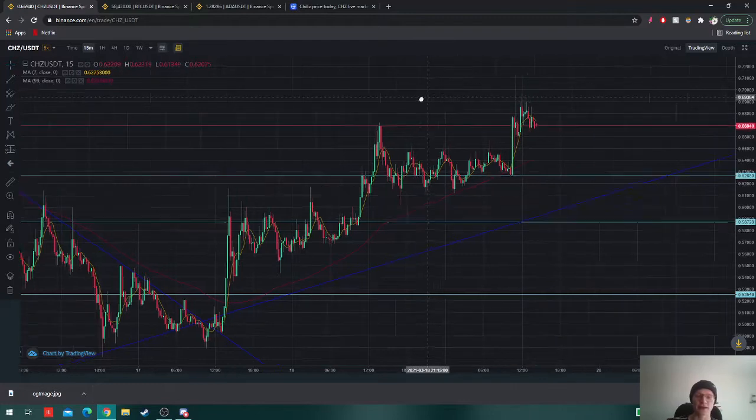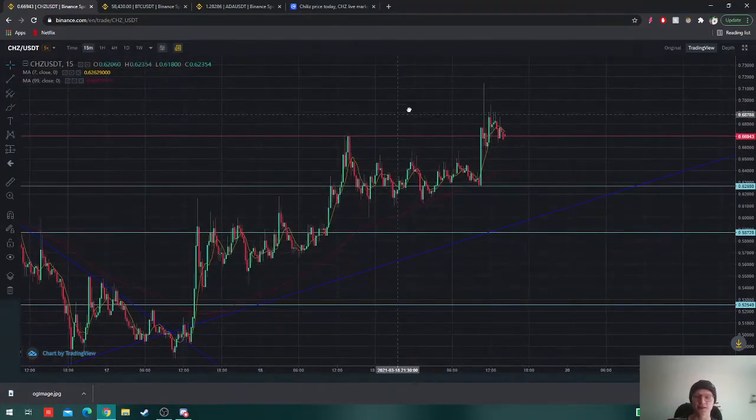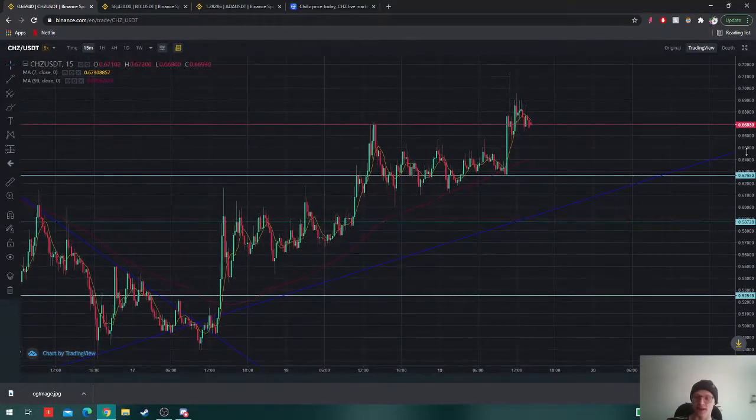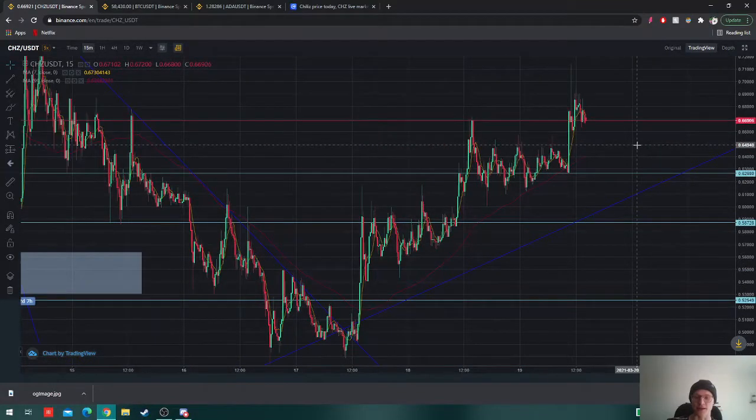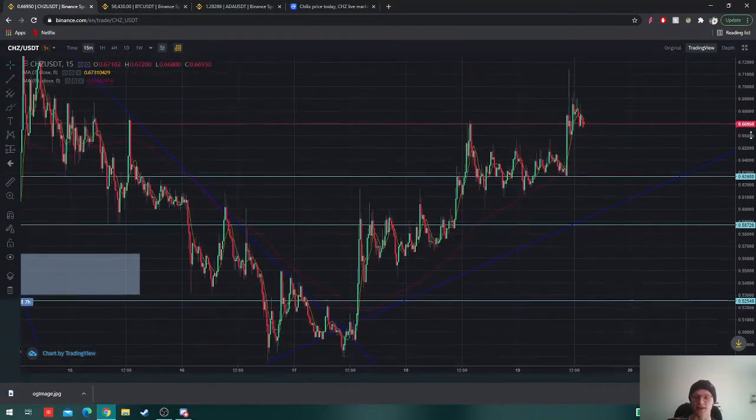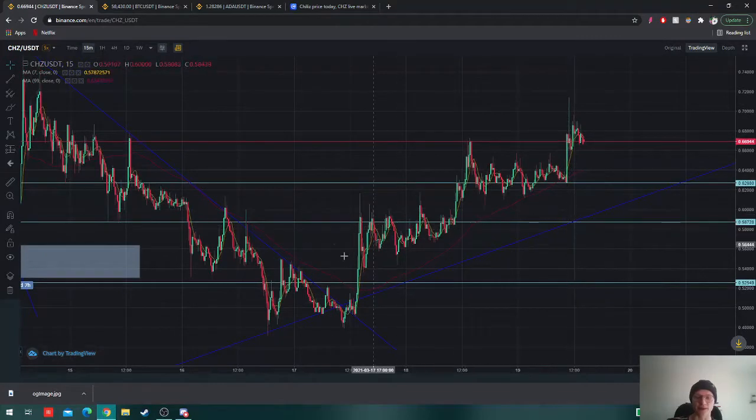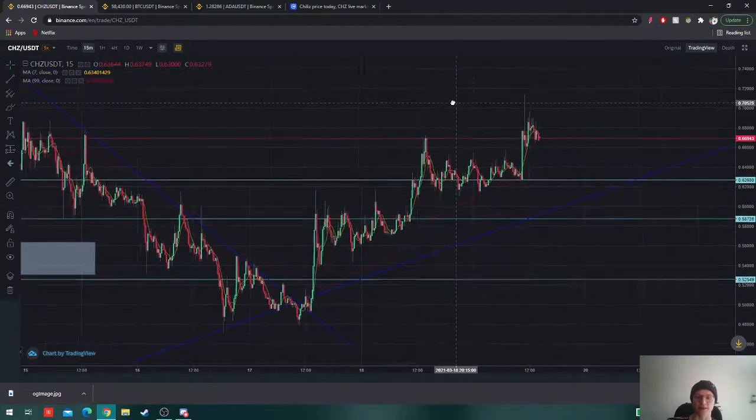I will be explaining this using CHZ, and let's start with the absolute basics, which is a trend line. I already drew some here. Let's start by doing that.